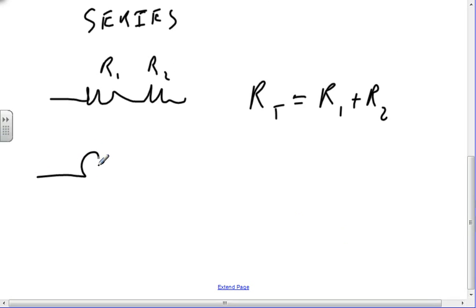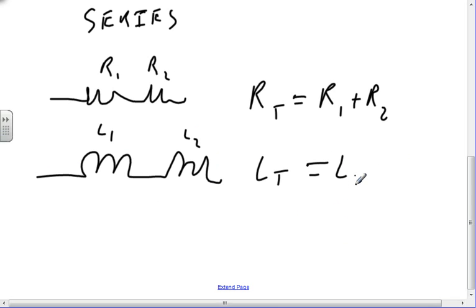And I have two inductors, L1 and L2, and inductance total is going to be L1 plus L2. Is that totally correct? That's correct, but it's not totally correct because it's plus or minus the mutual inductance that might be associated with those two guys. Remember the mutual inductance?